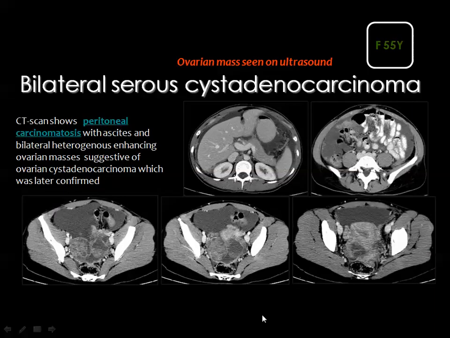Then you see here an example of bilateral serous cystadenocarcinoma of the ovaries. Both ovaries are involved by masses that are partly cystic and partly solid, and you are able to see some ascites, and you have minimal thickening of the peritoneal covering, and if you look carefully, you can see some peritoneal nodules, which may raise suspicion of peritoneal metastasis.